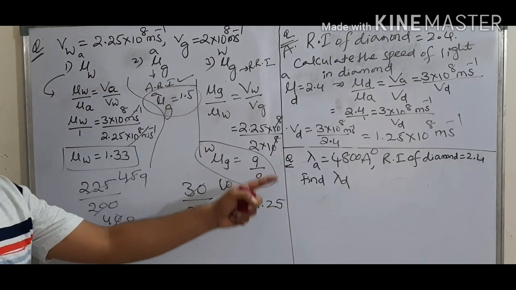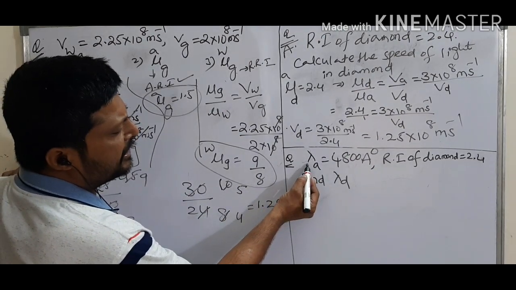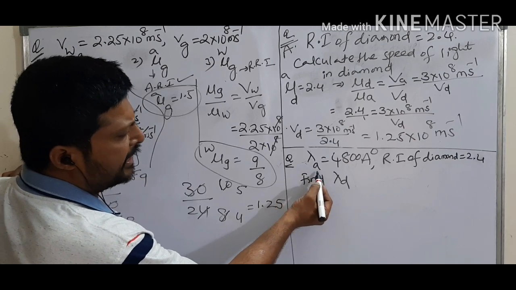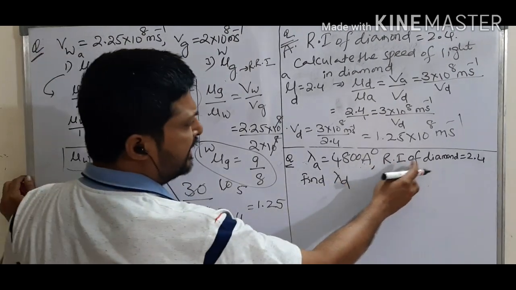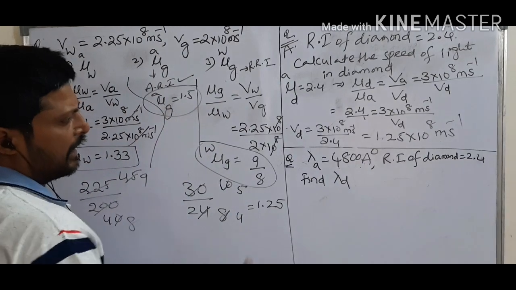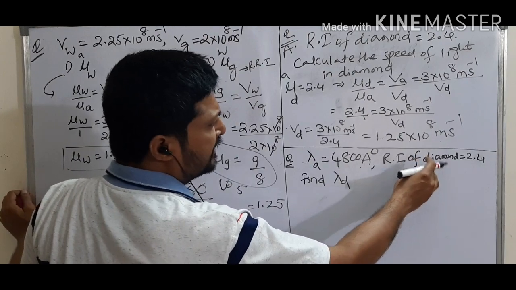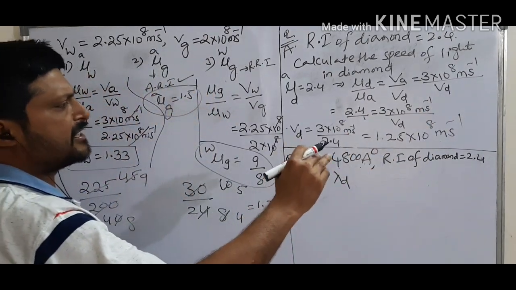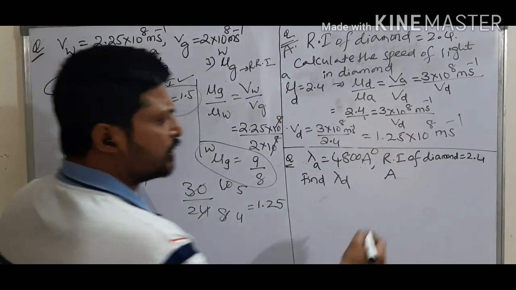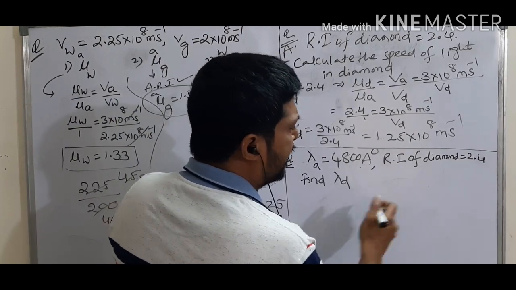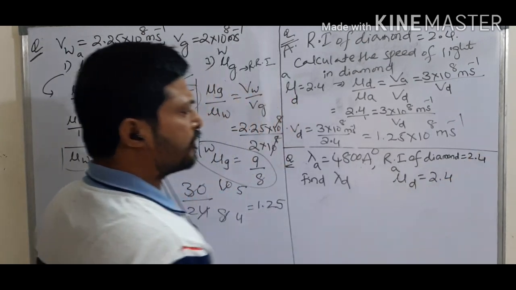Okay now, next come to the third question. Lambda A means the wavelength of light in air. The wavelength of light in air is 4800 angstroms. The refractive index of diamond is given as 2.4. Then find the wavelength of light in diamond. Here the refractive index of diamond is not mentioned with respect to any other medium, so we consider it as the absolute refractive index. So the refractive index of diamond with respect to air is equal to 2.4.